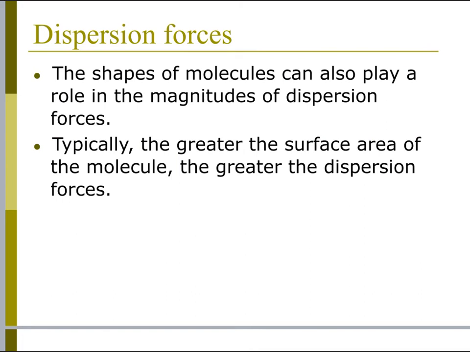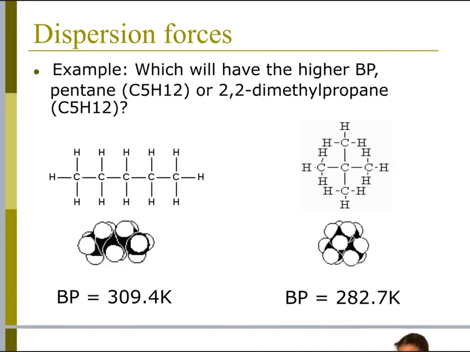Another thing that can affect the strength of the London dispersion forces is the shape of the molecule. So if you're comparing, for example, two isomers, which have the same types of atoms involved, you're going to look at the surface area. A greater surface area would lead to greater attractions or dispersion forces.